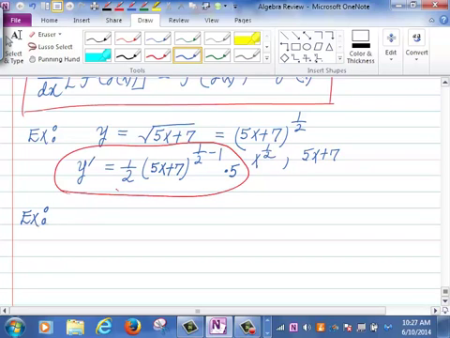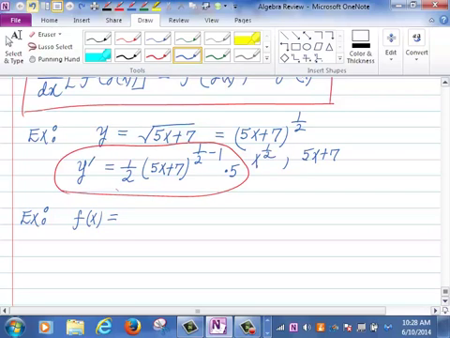Let's say I have the function f of x is sine, oops, what am I saying? Sorry, we haven't talked about the derivatives of the trig functions yet. So let me try to choose some other functions.